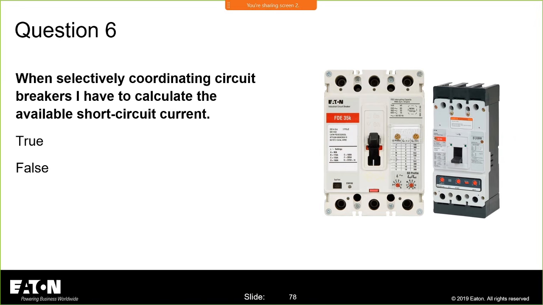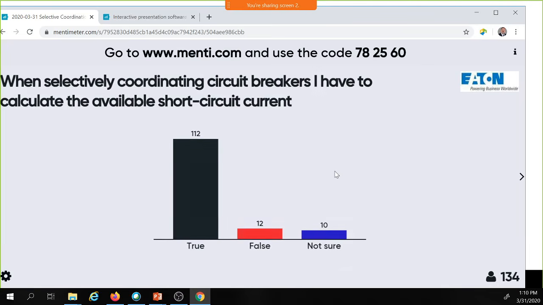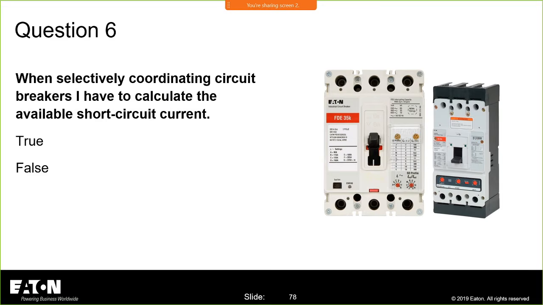Here we go. When selectively coordinating circuit breakers, I have to calculate the available short circuit current. All right, so the 30 who answered false on that fuse one, good job, buddies. When selectively coordinating circuit breakers, I have to calculate the available short circuit current. We got 112 people that said yes, 12 said false, 10 not sure. So overwhelmingly, we understand that yes, you do have to calculate your fault currents.